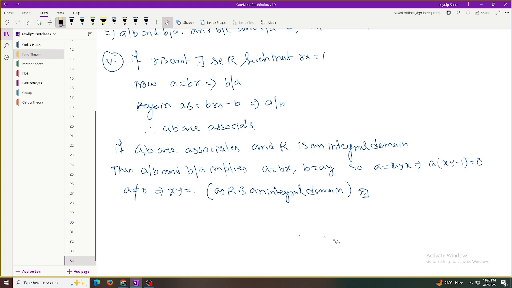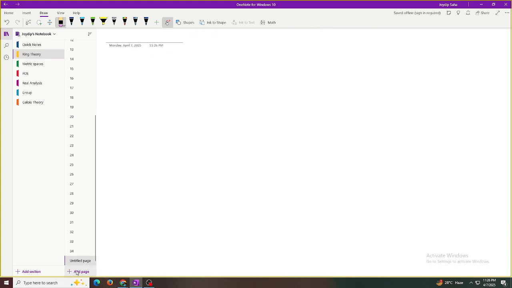The importance of irreducibility is that the maximal element is generated by an irreducible element. Okay, I will show it.